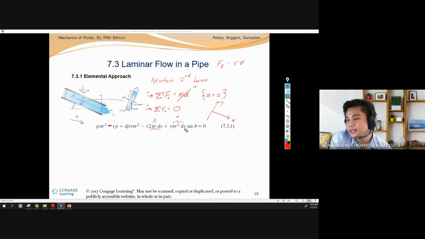Pi r squared dx. Alright, why sine? We want to sine this one because this is horizontal, in order to get the horizontal component of FBx, so gamma V. So this one let me draw like this.